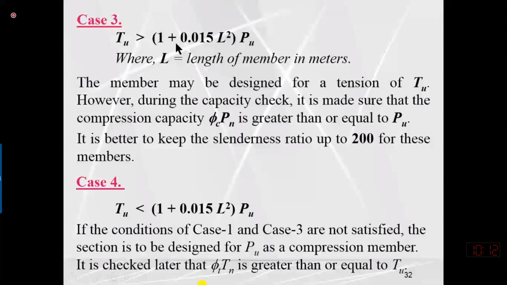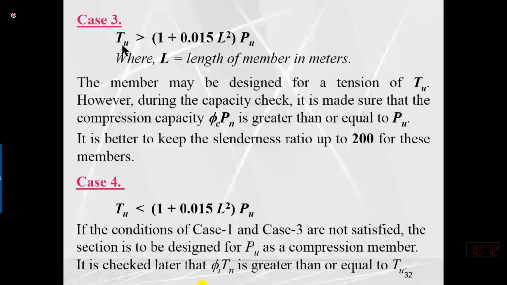So this factor is 1 plus 0.015 L square into PU. This factor is the compressive load factor, and we will compare this parameter with the factored tensile forces. In this equation, length is in meter. L is the length of the member in meter.